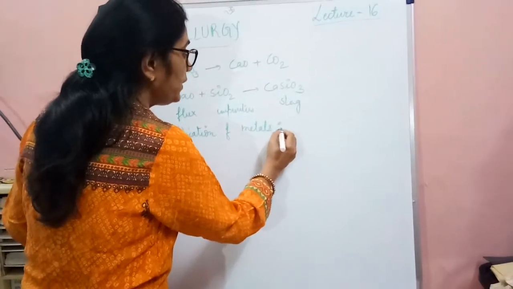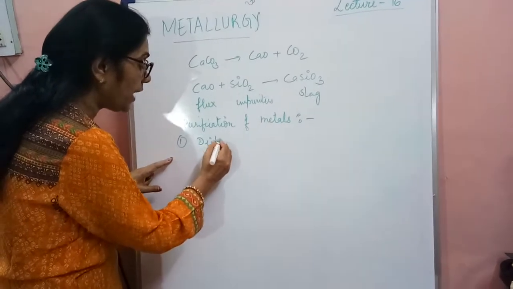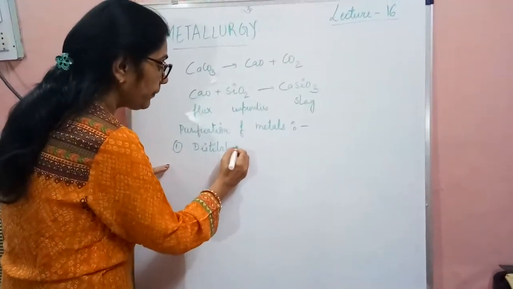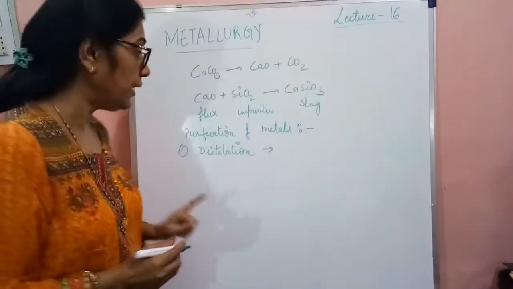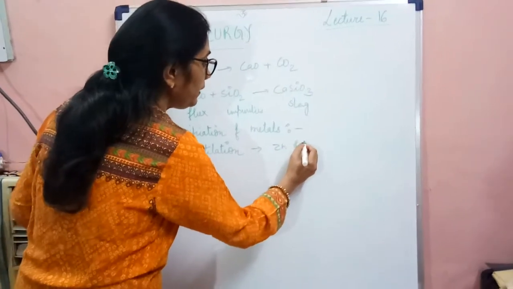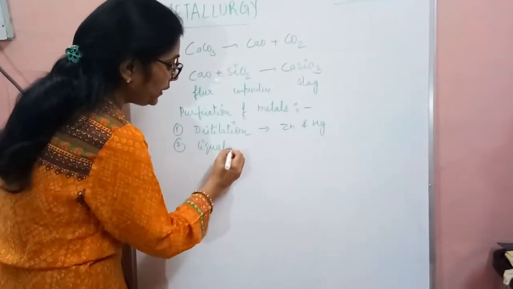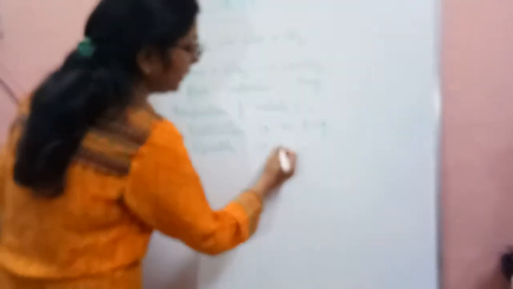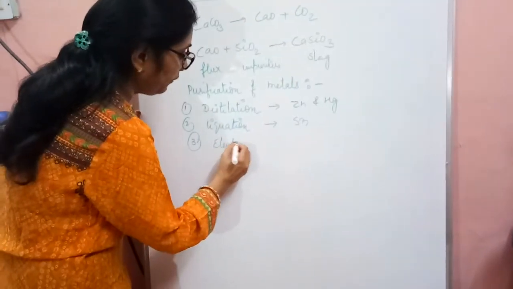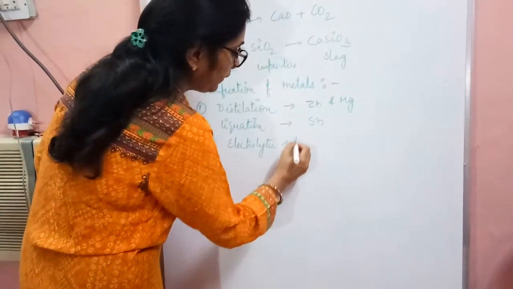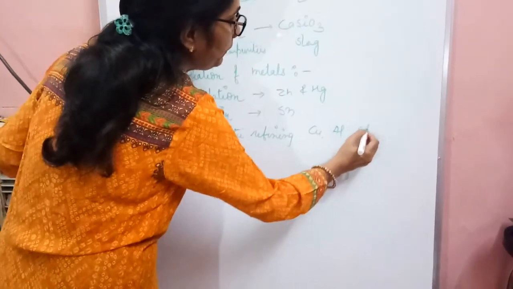So how do we purify these metals finally? For purification, again some steps are involved, like distillation. And distillation is the process which is used for low boiling metals, as for example zinc and mercury. Then comes liquation, and liquation is used for low melting metals like tin. Then comes electrolytic refining, used for metals like copper, aluminium, etc.